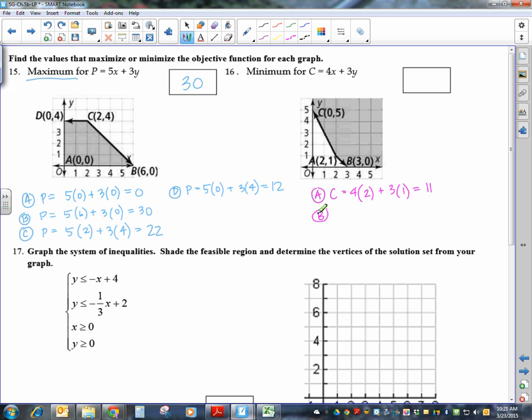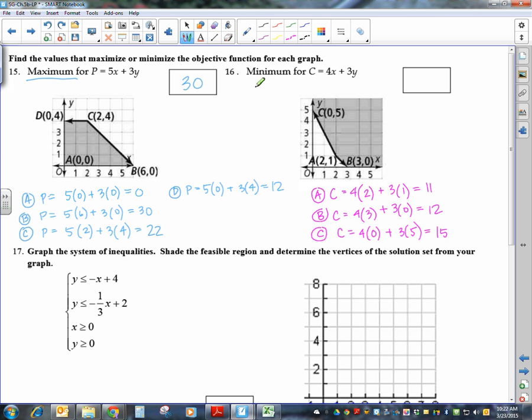Then I have B, and for B, my cost says 4 times 3 plus 3 times 0. 12 plus 0 is 12. And then C tells me my cost is 4 times 0 plus 3 times 5. And that tells me that it is 15.